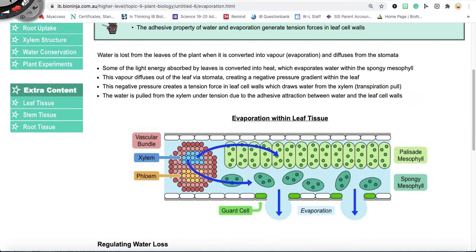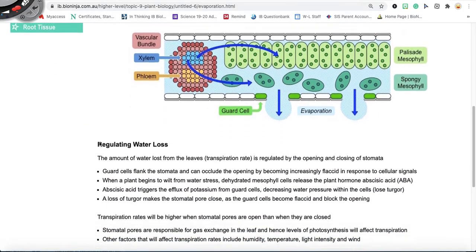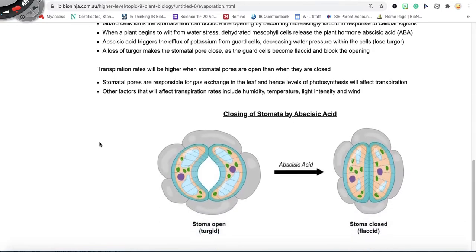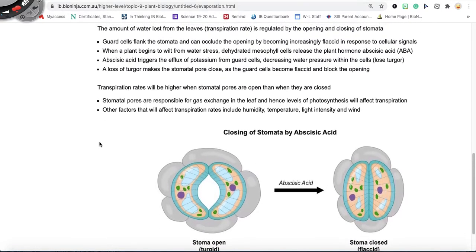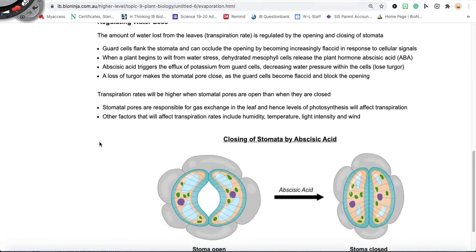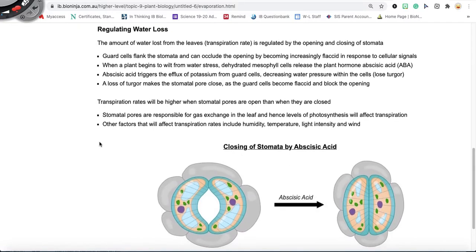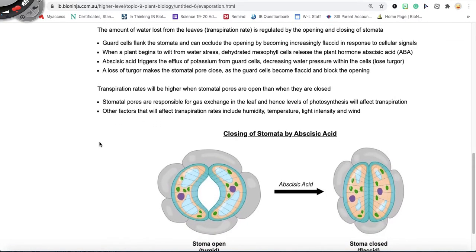All right, so moving right along, let's look at how this plant is going to regulate water loss. So, regulating water loss. We know that in the underside of the leaf, we have the stomata.